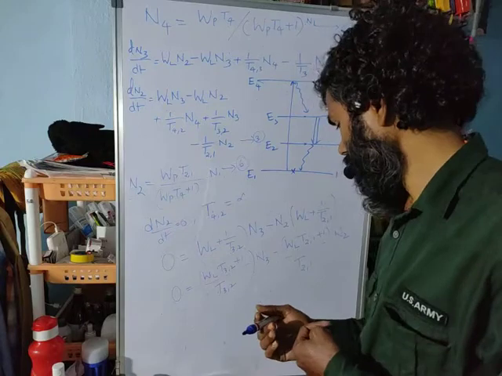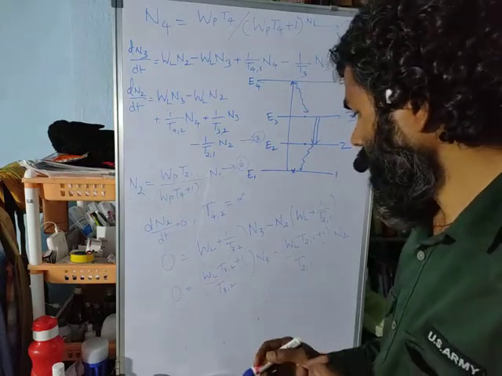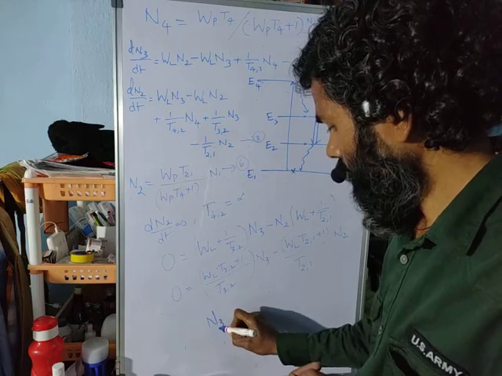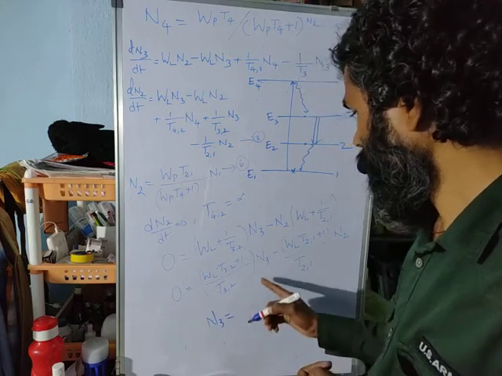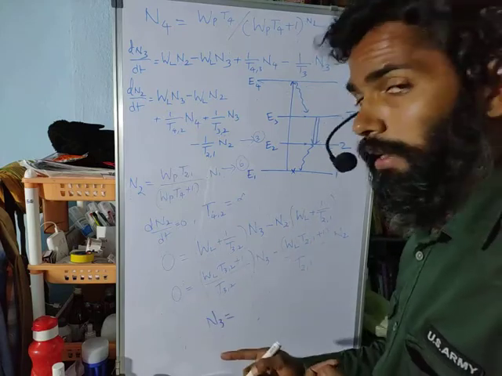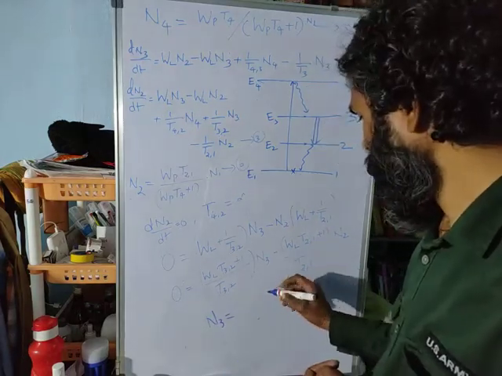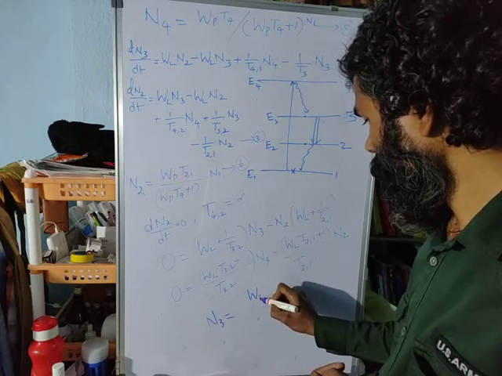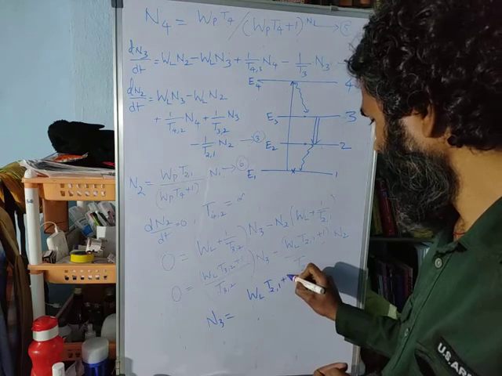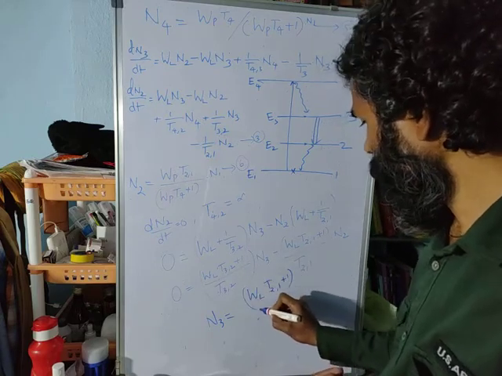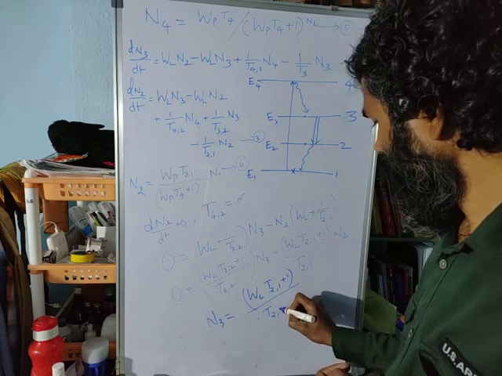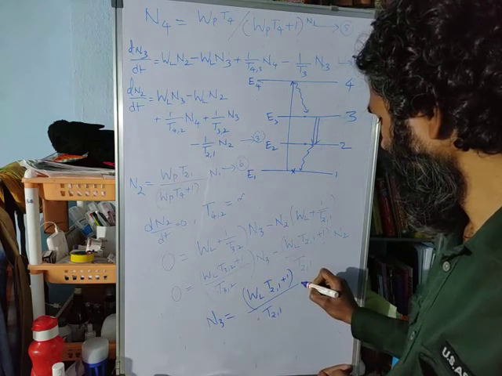So anyways, here if you actually invert this for N3, then N3 can be written as, of course we can see that this term will remain here, but if we send this towards the left hand side, then we can write WL T21 plus 1 divided by this is T32, and of course N2 is here.